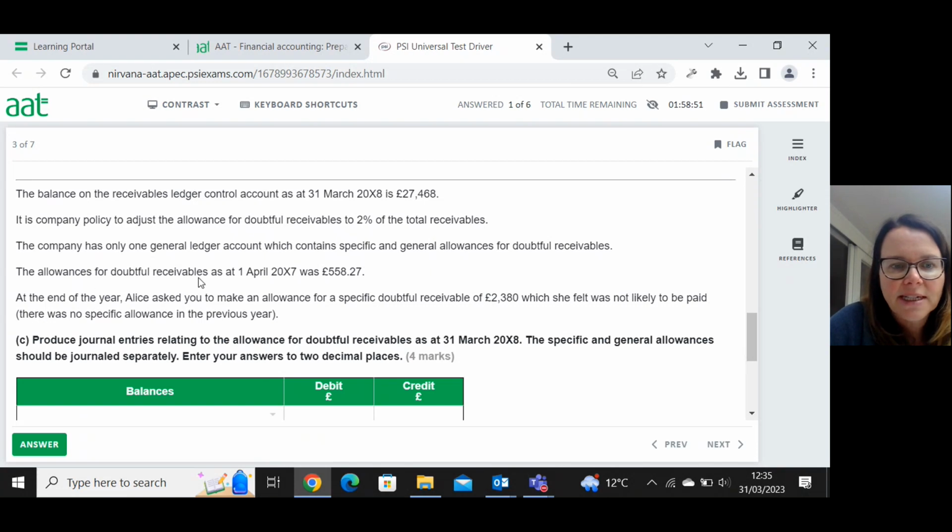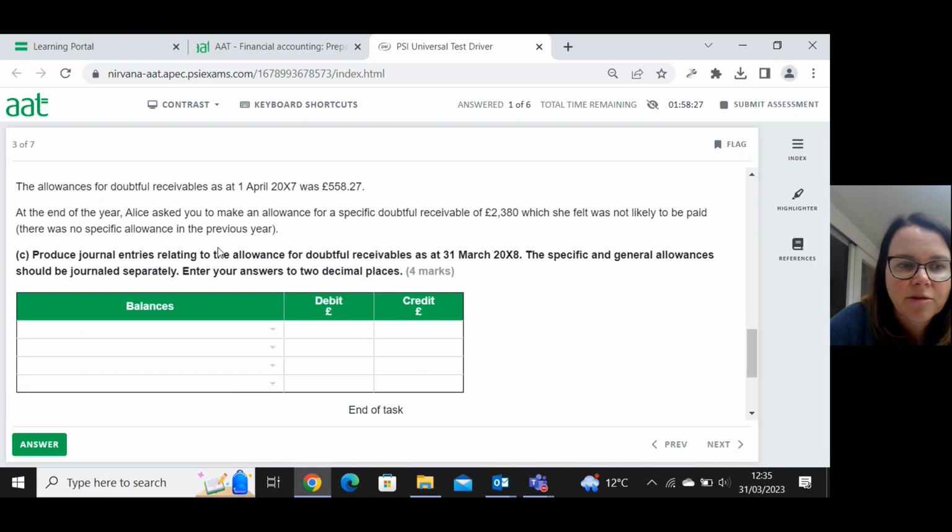The allowance for doubtful receivables at the start of April X7, so last year, was £558.27. At the end of the year, Alice asked you to make an allowance for a specific doubtful receivable of £2,380. Right, so we need to deal with that first. Produce journal entries relating to the allowance for doubtful receivables. The specific and general allowances should be journaled separately. Right, so let's deal with the specific one first.